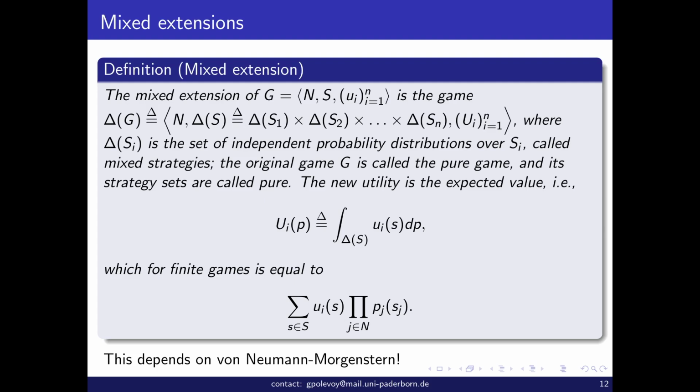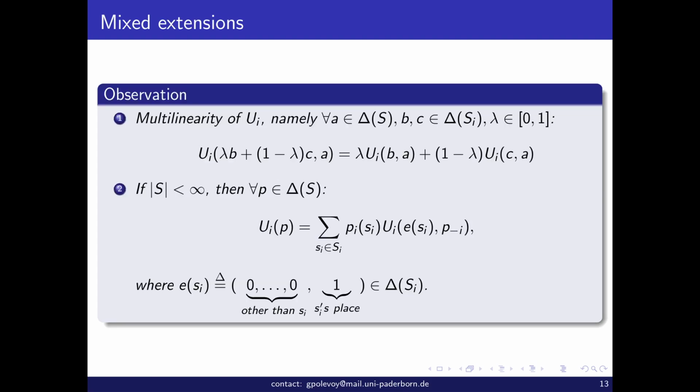So that's a natural definition of this probabilistic extension. And as I said, it depends on the von Neumann-Morgenstern assumptions, because that's what gives us the theorem, which allows us to assume that the expectation of the utility functions will give us the utility function which represents the expectations on lotteries. And then, having defined this mixed extension, let us make simple observations.